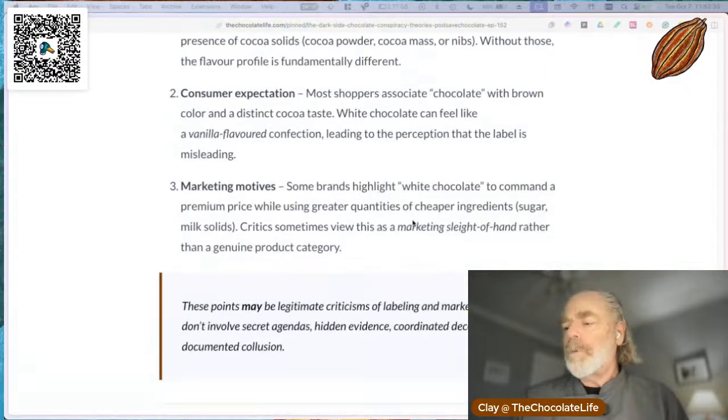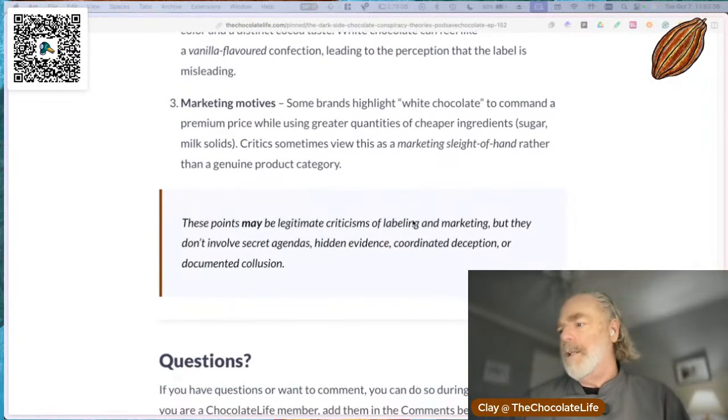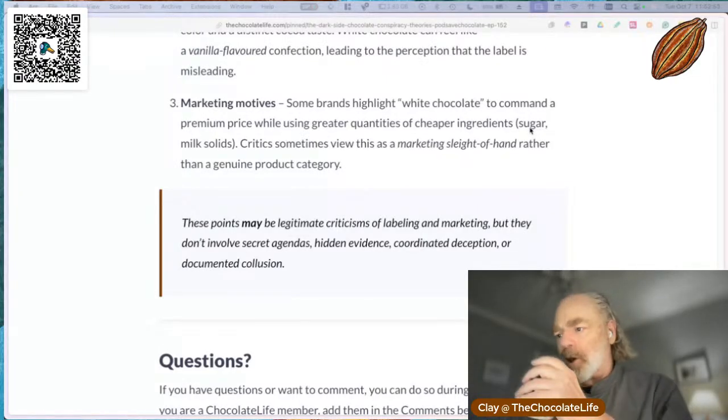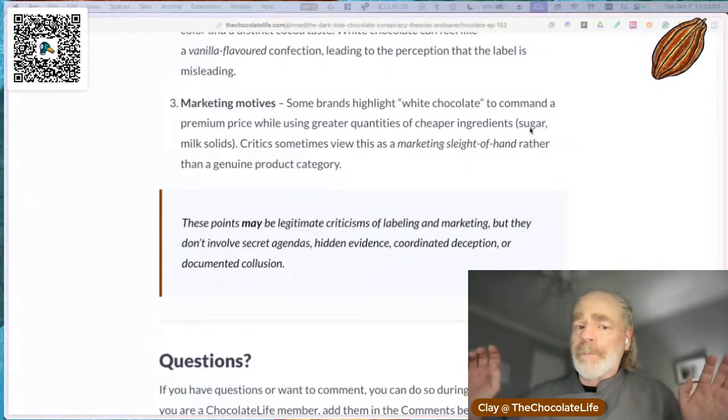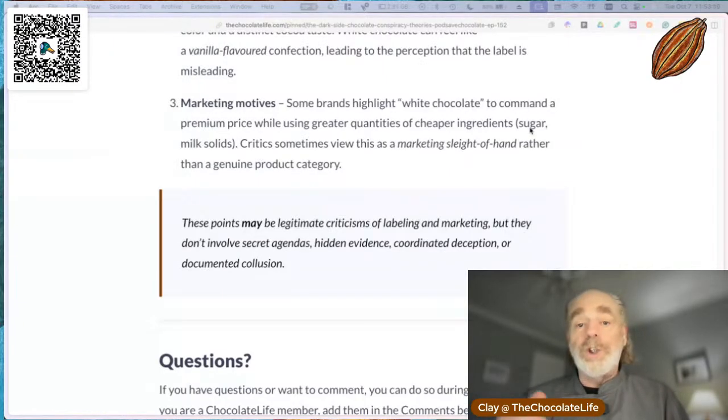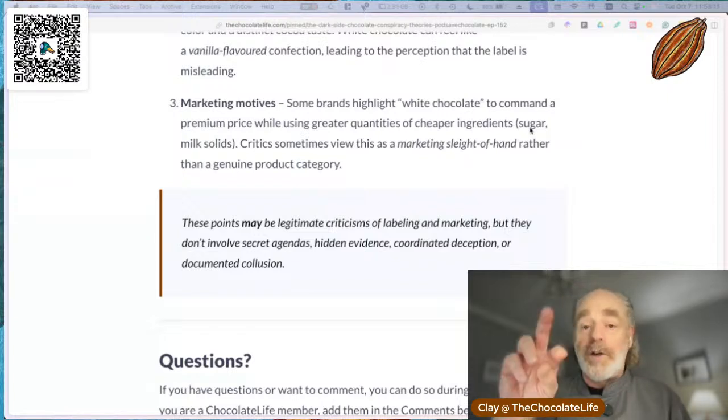So some people say that there are marketing motives behind this. Some brands highlight white chocolate to command a premium price while using greater quantities of cheaper ingredients. The cheaper ingredients being sugar and milk solids. Critics sometimes view this as marketing sleight of hand rather than a genuine product category. And again, one of the challenges here is that cocoa is more expensive an ingredient than chocolate liquor. It's usually more expensive than cocoa butter. It's not always.